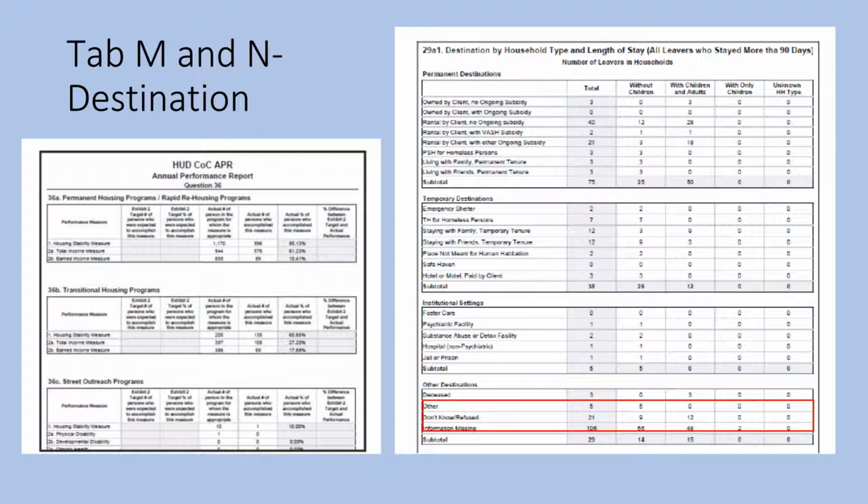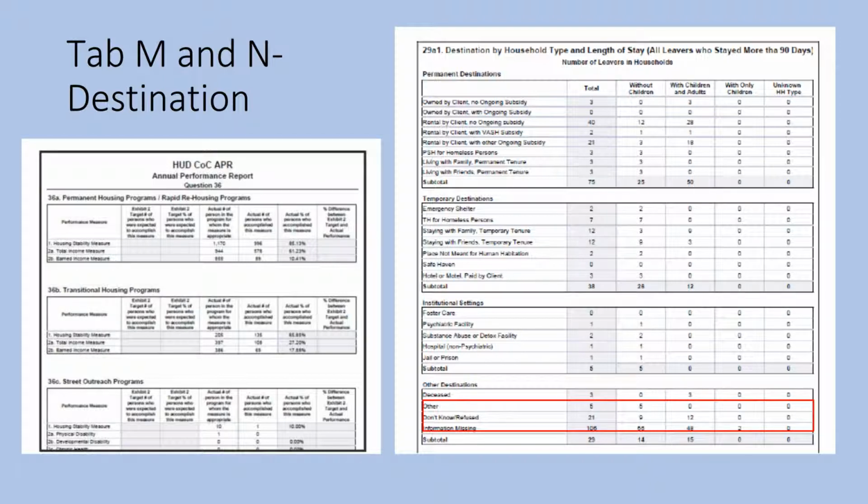Tabs M and N give information about exit destination. Exit destination is where the client slept immediately after leaving your program. Only leavers are shown on these tabs. On tab M, one table shows clients whose length of stay was less than 90 days, and one table shows clients whose length of stay was longer than 90 days. Pick list values for exit destinations in Service Point are divided into 4 categories: permanent destinations, temporary destinations, institutional settings, and other destinations. In other destinations, you can see who didn't know or refused the question and missing values.